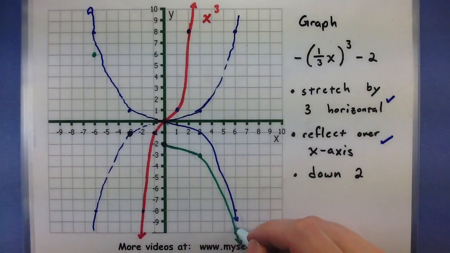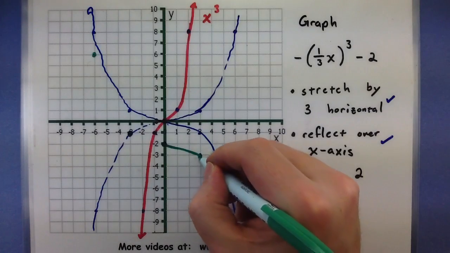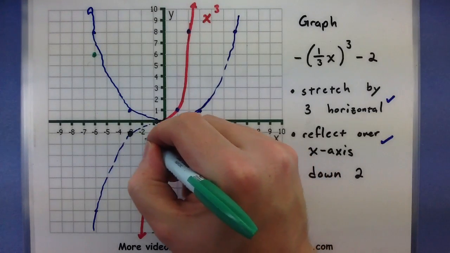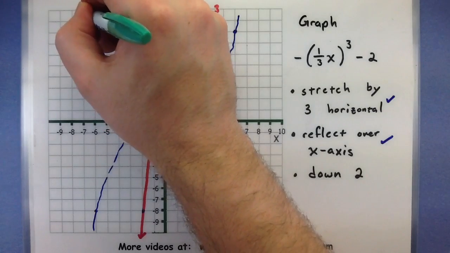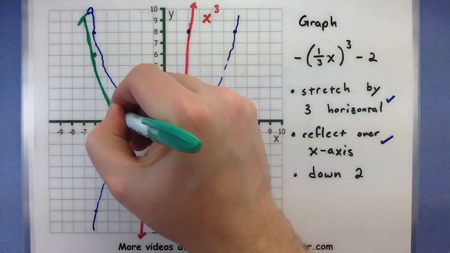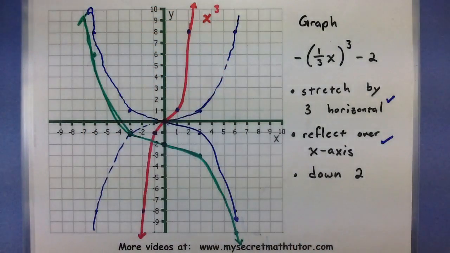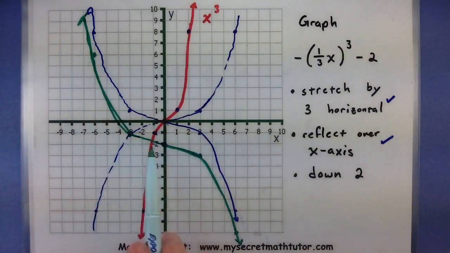There's that much of it. Through our points, through our other points, through these last guys, and off our chart. There we go. So remember that this red line was our parent function of x cubed, and this green line represents our new function, negative the quantity 1/3 x cubed minus 2.